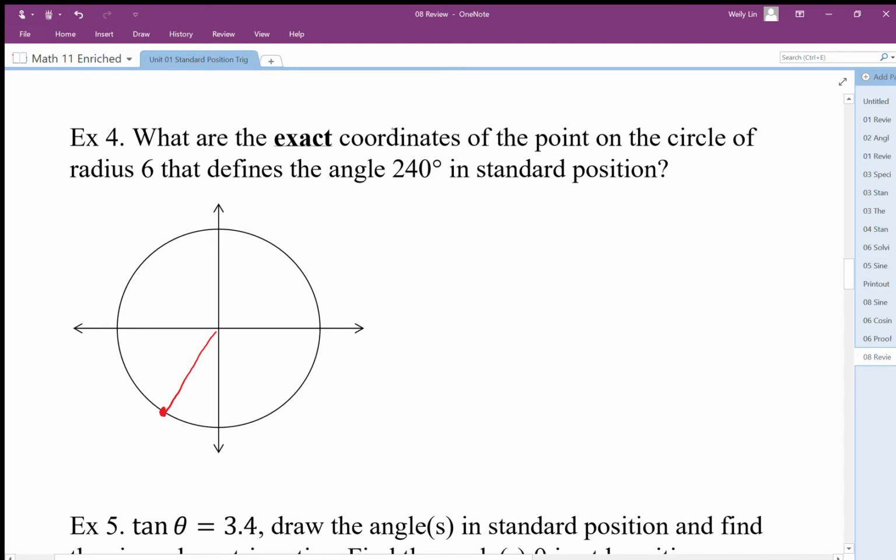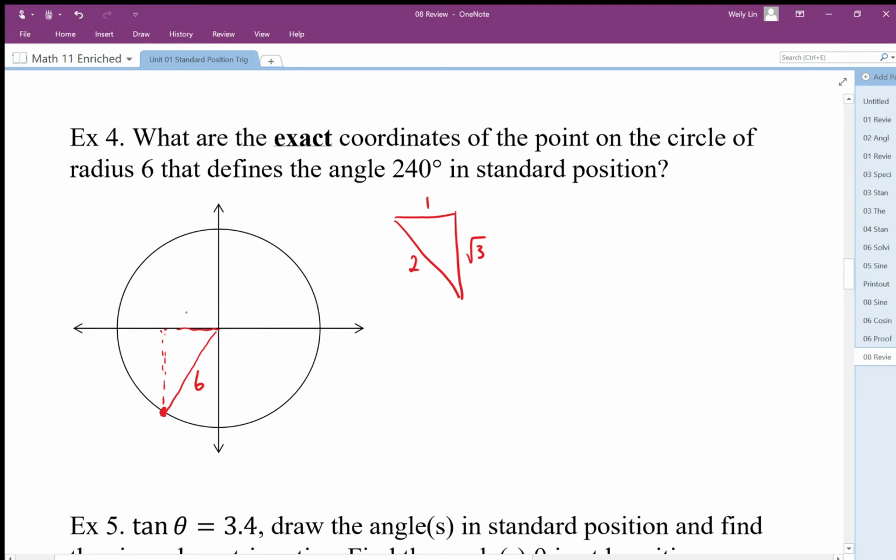Okay, so what are the exact coordinates of the point on the circle with radius 6? So we know that we have to relate this to our special angles. Our special triangle: the long side is √3, the short side is 1, and the hypotenuse is 2. If this is going to be a radius 6 circle, between these two triangles there's a scale factor of 3. We don't always have to use the trig ratios, the ratios between the sides. We could also use a scale factor here. So it's a times 3 scale factor.